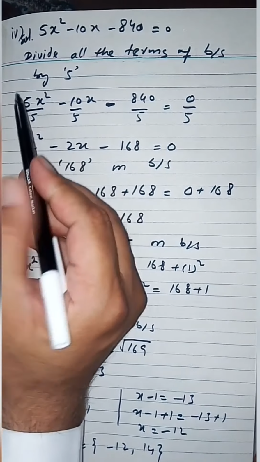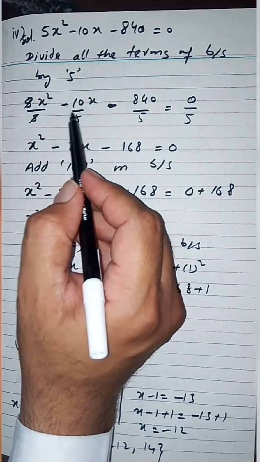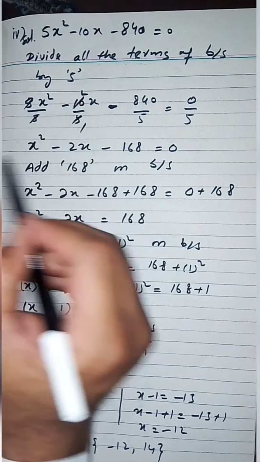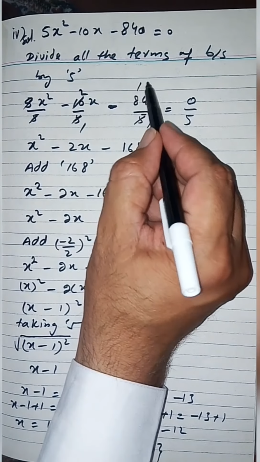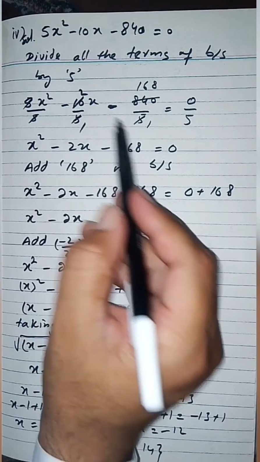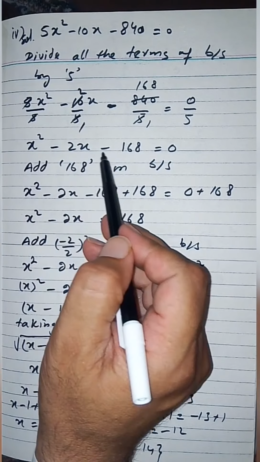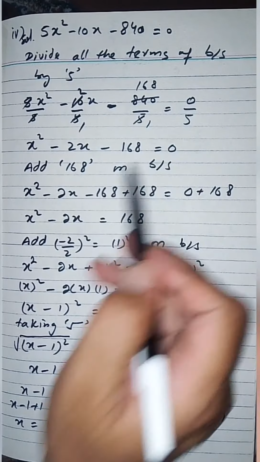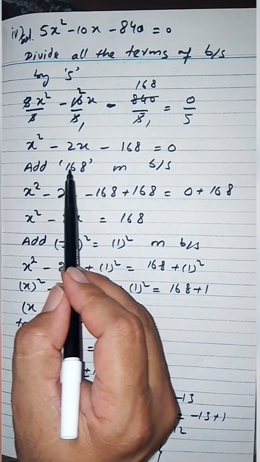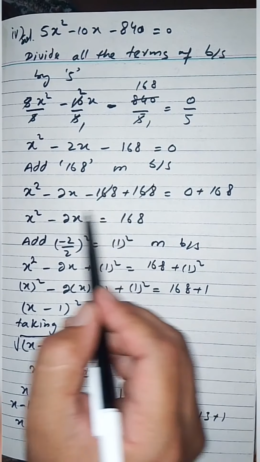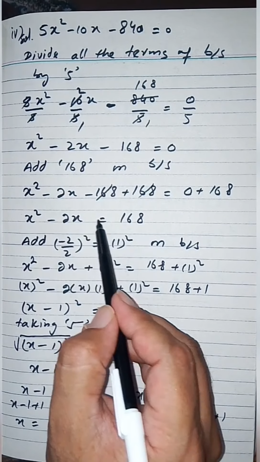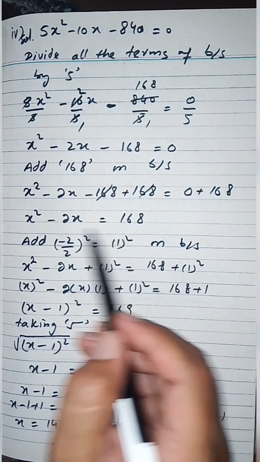So here the 5 cancel. Now here look, 5 ones are 5, 5 twos are 10, and similarly 5 ones are 5 and 5 thirty-threes are 168. So here we get x square minus 2x minus 168 equals 0. The next step is to add 168 on both sides. So these two cancel each other and we get x square minus 2x equal to 168.